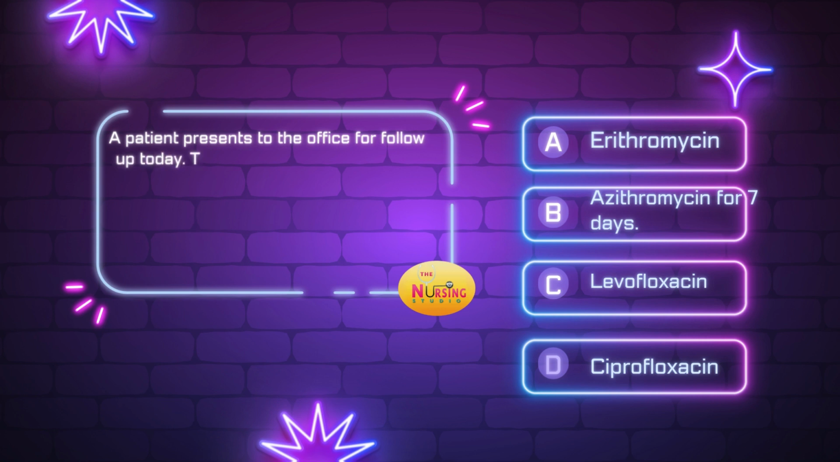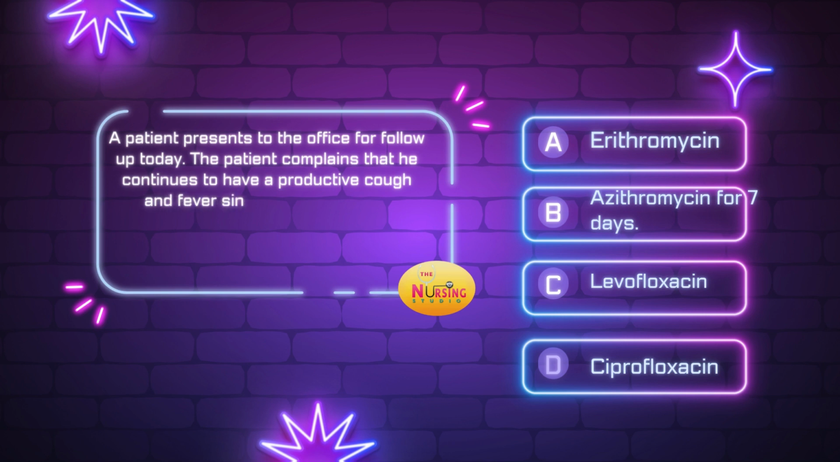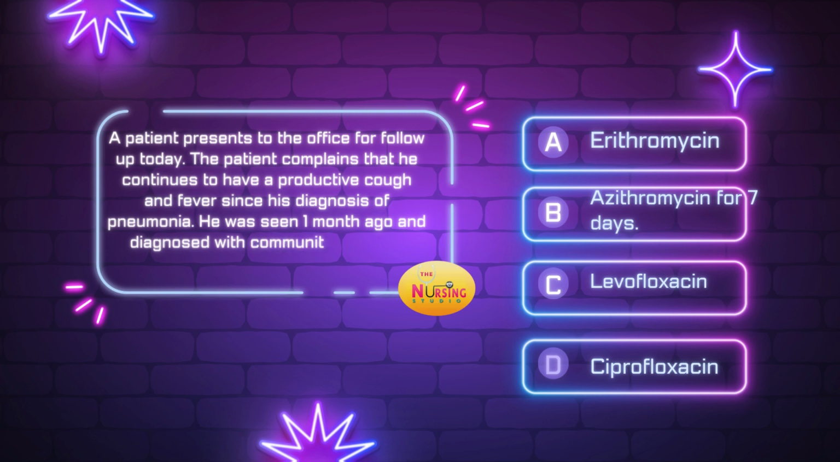All right, question number one states a patient presents to the office for follow up today. The patient complains that he continues to have a productive cough and fever since his diagnosis of pneumonia. He was seen 1 month ago and diagnosed with community acquired pneumonia. He was started on azithromycin. He has a history of hypertension. Based on these findings, how should the nurse practitioner treat? Is it A, erythromycin, B, azithromycin for 7 days, C, levofloxacin, or D, ciprofloxacin? Take a moment and tell me what you got in the comments.